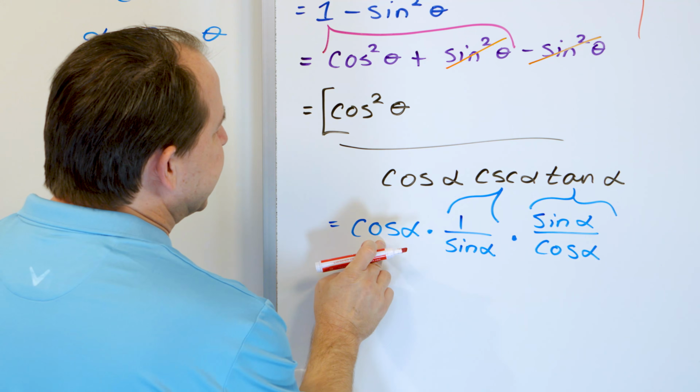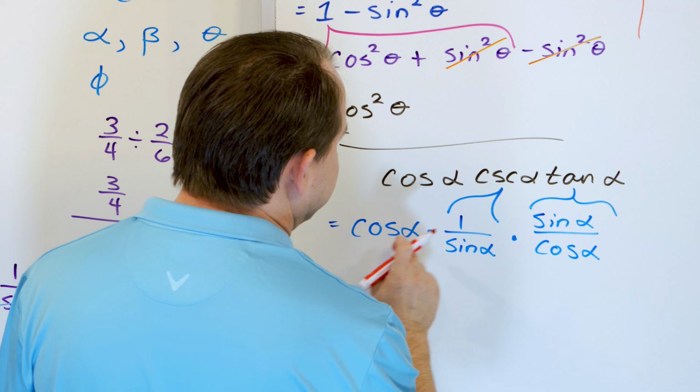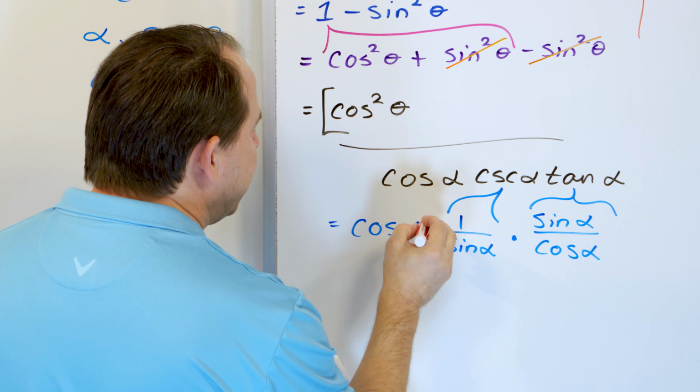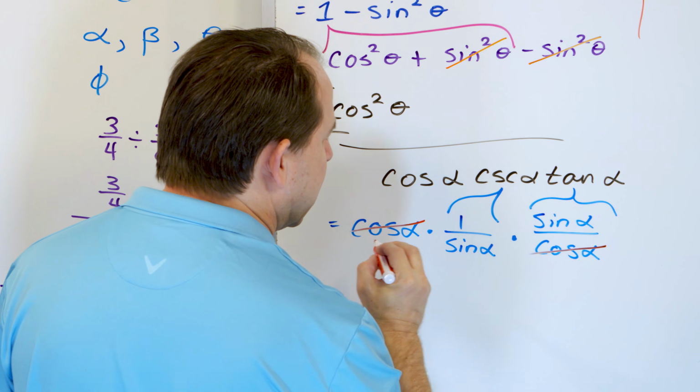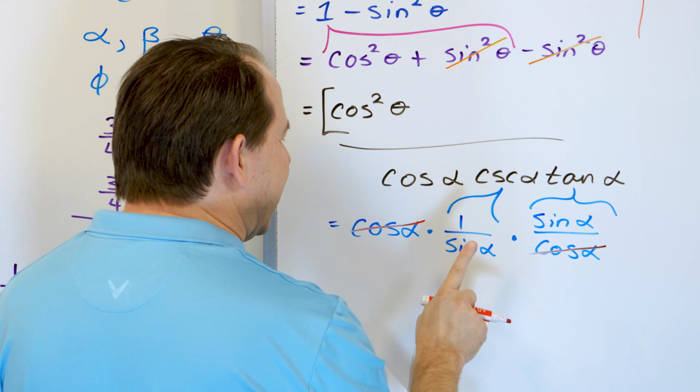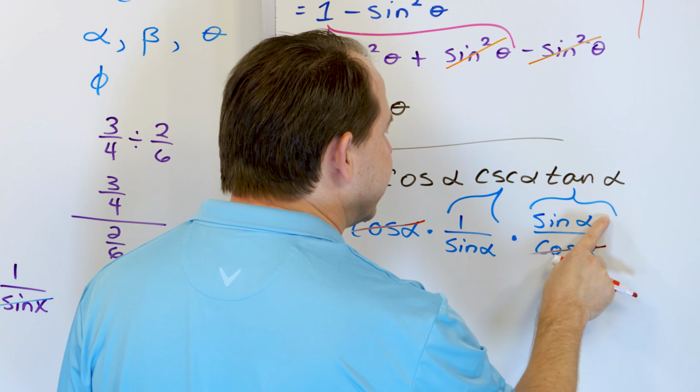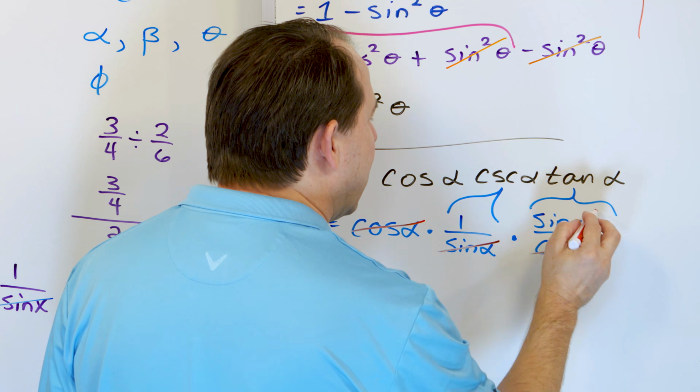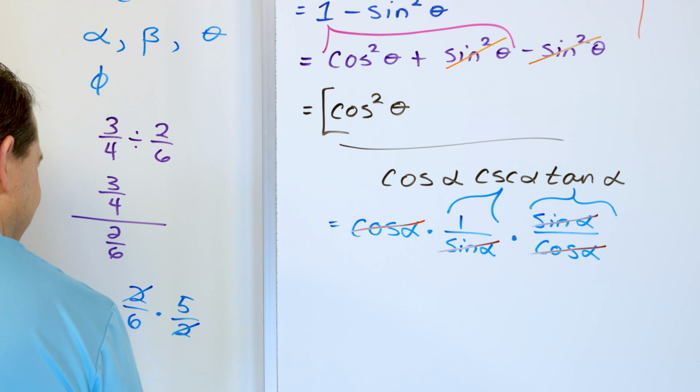So notice I have a cosine on the top and I have a cosine on the bottom, because this is cosine over 1. So immediately I can cancel the cosine with the cosine. But then I notice, wait a minute, I have a sine on the bottom and a sine on the top. So these can cancel also. So you're thinking, well, what is left then?